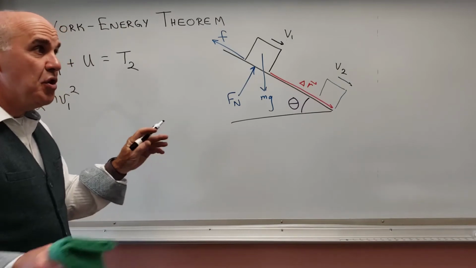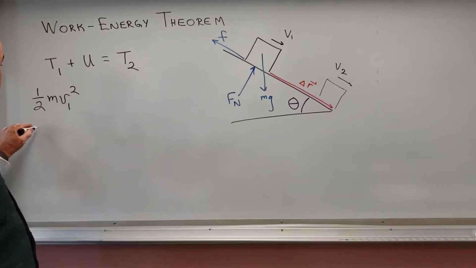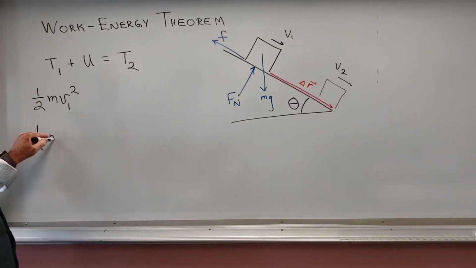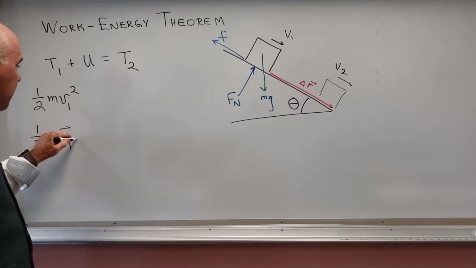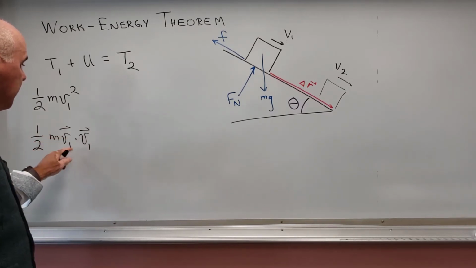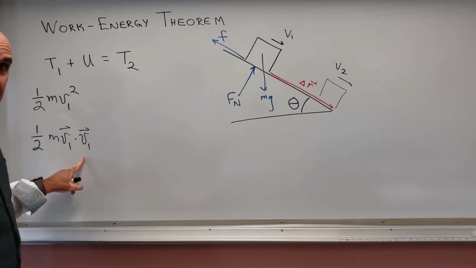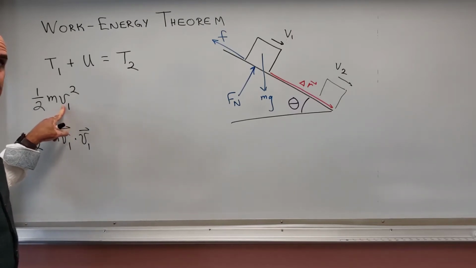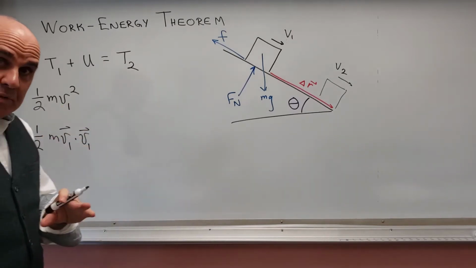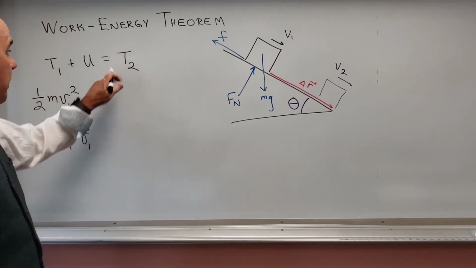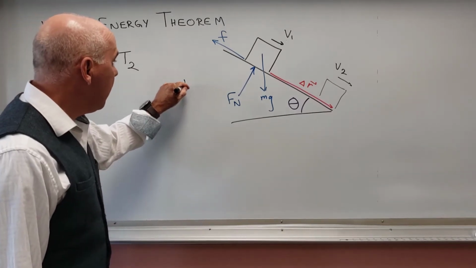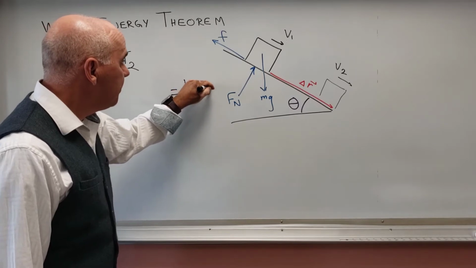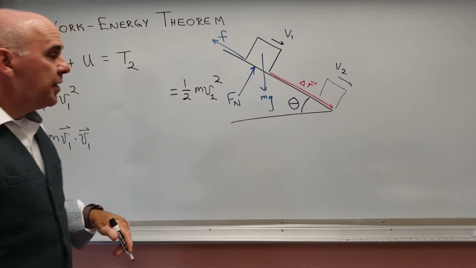The direction is of no consequence with kinetic energy. I might write this as 1/2 mass velocity 1 dotted with velocity 1. And when I dot this with itself, I get a scalar. So this is speed squared, right? So a little careful about that one. Over here on the right-hand side, I'm going to have 1/2 m v2 squared, right?